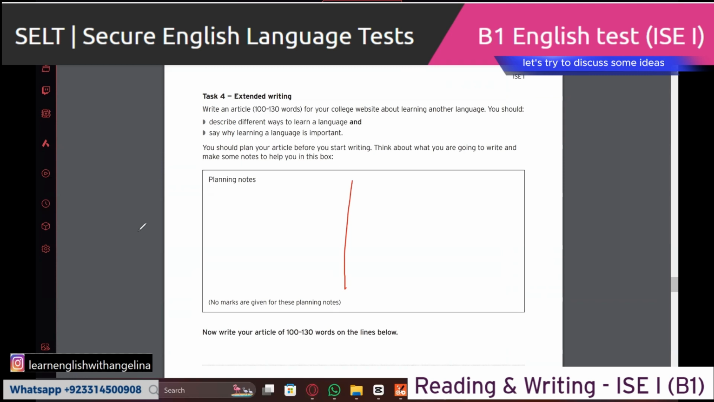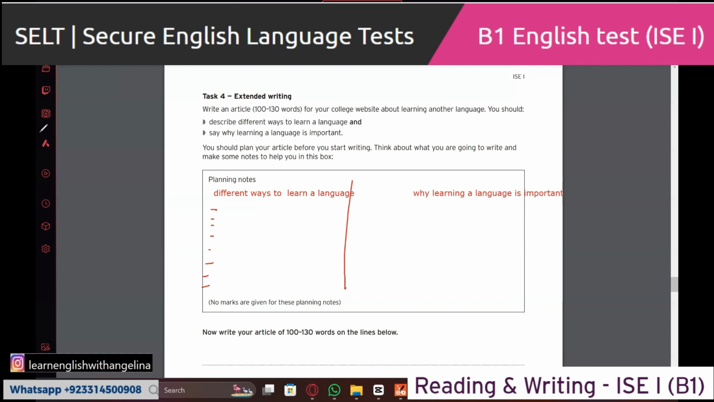Let's try to discuss some ideas. For example, on this side, I want to talk about different ways to learn a language, and on the other hand, I want to discuss with you guys why learning a language is important. All right. So you guys will tell me different ways to learn a language. Yes, Zain, 1 point. Give me 1 point. So different ways to learn a language. Okay, I'll start, I'll add 1, then you add 1, then Michelle will add 1.